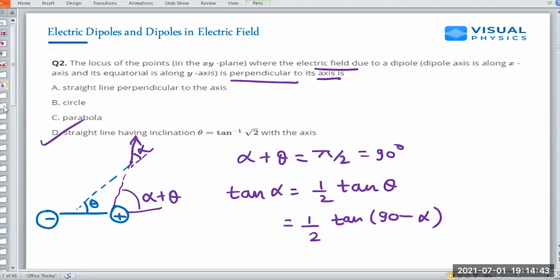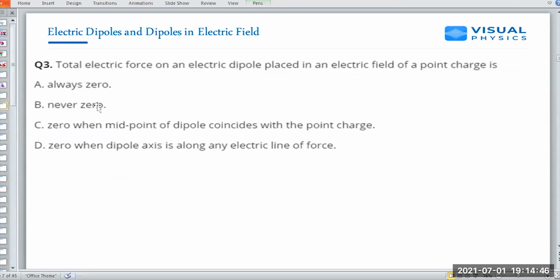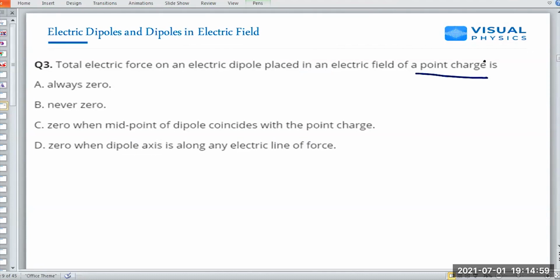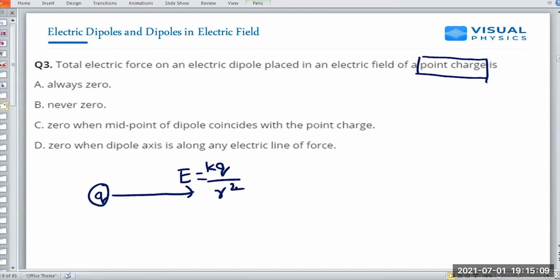Okay, next question. Question number 3. The total electric force on an electric dipole placed in the electric field of a point charge. Again and again I have told you, you have to find the keyword from the question. Here the keyword is point charge. If there is a point charge, I know the electric field is kq by r square, that is E is not constant. And if E is not constant, then force can never be equal to 0. So it will never be 0.